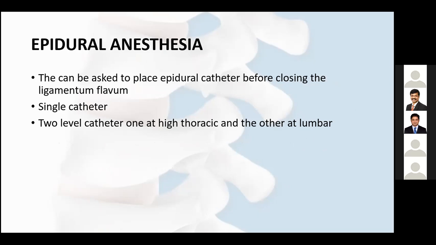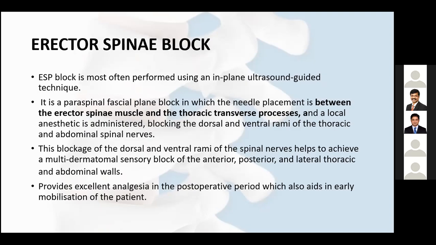Either a single catheter can be placed, or a two-level catheter, one at the high thoracic and the other at the lumbar region, can be placed. Now in our institute, we give erector spinae block, which is very useful for the patient, especially in the early mobilization of the patient, and the patient almost remains pain-free for almost 1.5 days or so.